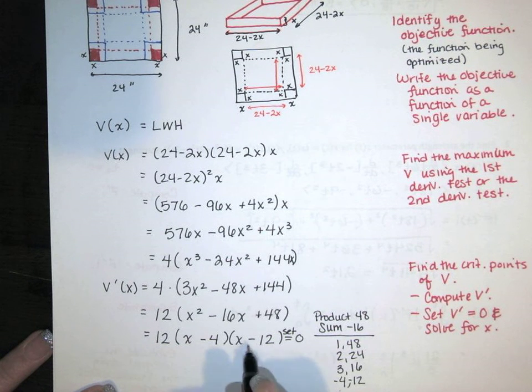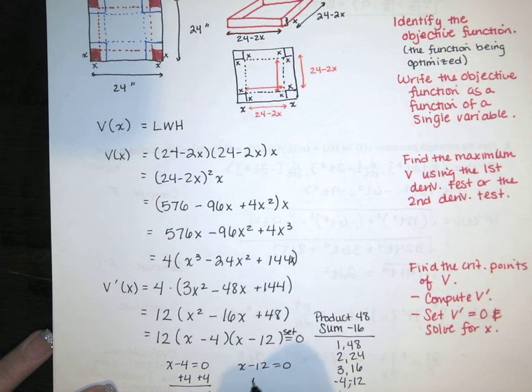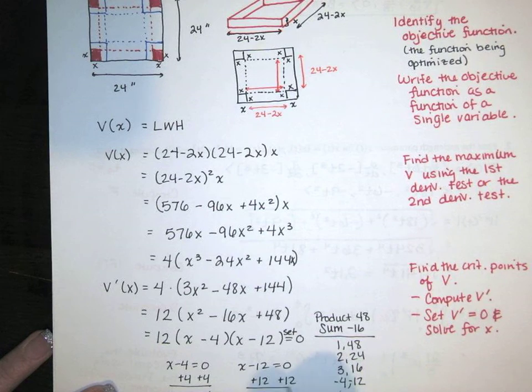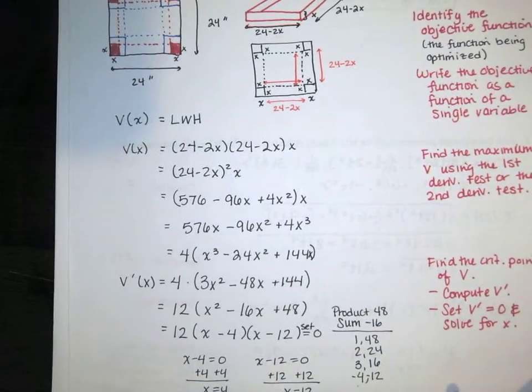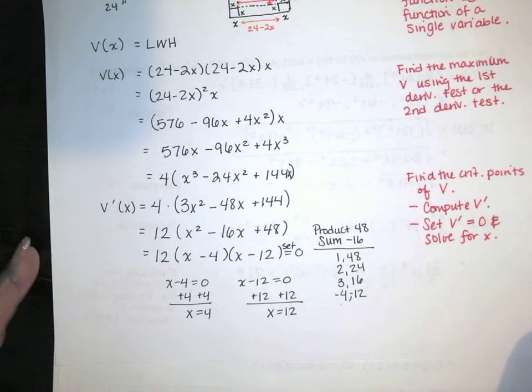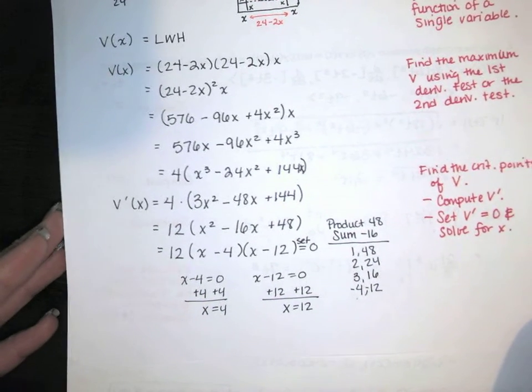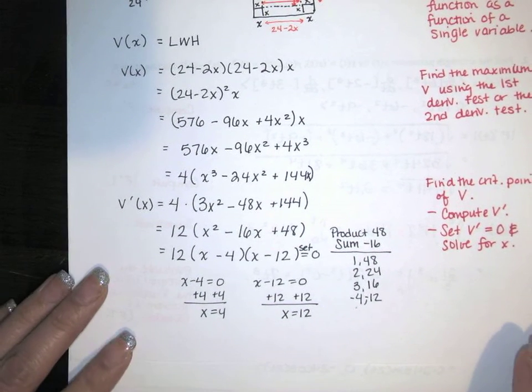If this times this times this equals 0, that means one of the factors is 0. And then we just add 4 to both sides, or we add 12 to both sides. We get x equals 4. Oops, sorry, it's off the screen. x equals 4 or x equals 12. Okay, those are our critical points.